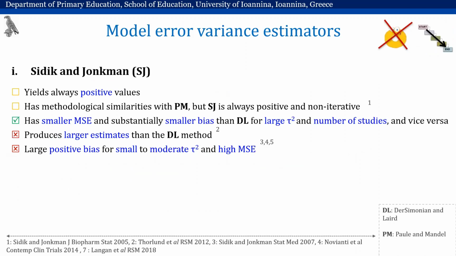Then we have the Sidik and Jonkman method, which typically produces among the highest estimates of heterogeneity, irrespective of the type of data, whether continuous or dichotomous. The estimator is a positive estimator and a direct method. Studies show that it is associated with small bias and small mean squared error for large heterogeneity, but it has large positive bias and large mean squared error when we have small to moderate heterogeneity.